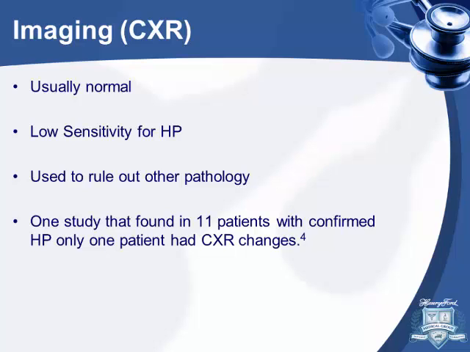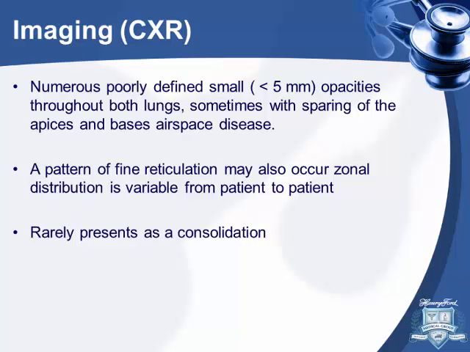Maybe in chronic HP you might have some findings, but in acute HP usually not. Most of the time it will be normal. There are a lot of studies that looked into this. One study looked at 11 patients with HP, and only one of them had an abnormal X-ray. So it is more likely to rule out other pathology. What you might see on an X-ray are nodular opacities, sparing of the apices and bases, which I'll talk more about later on, and some interstitial reticular changes as well.